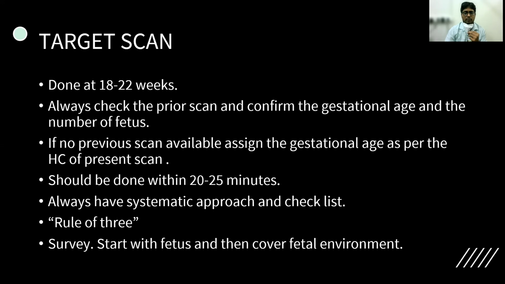Also, please remember that we should always have a systematic approach and a PACS checklist on what we report. We should also remember the rule of 3, which I will tell you about in the coming films. Also, regarding the survey, start with the fetus and then go to the fetal environment. That means fetus, biometry and the structures, and then the fetal environment in the form of liquor, uterus, placenta, cervix, and all those other things.